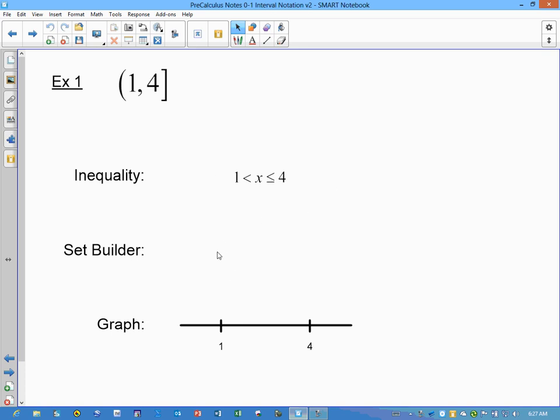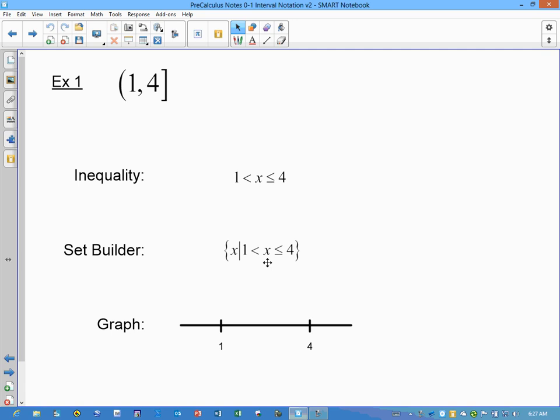Once you have the inequality, you can simply say it's the set of all x such that, and then you have your inequality statement. So the set of all x such that x is between 1 and 4, including the upper bound. And when we graph that, we can make a number line, and then our two critical points, these are our two important points, we're going to label those on the number line. You don't have to label every number on the number line. We're just going to label our critical points.